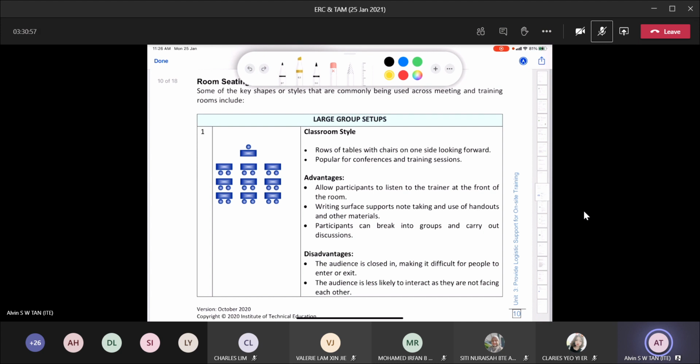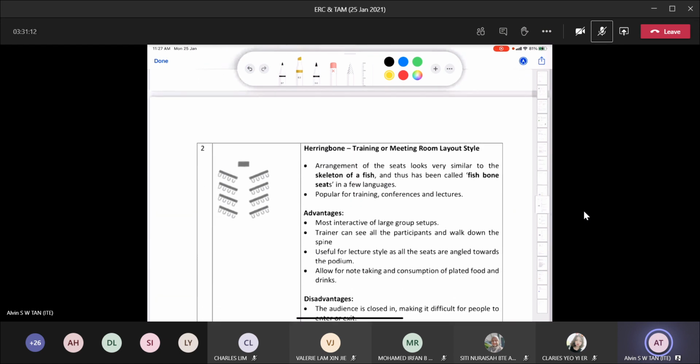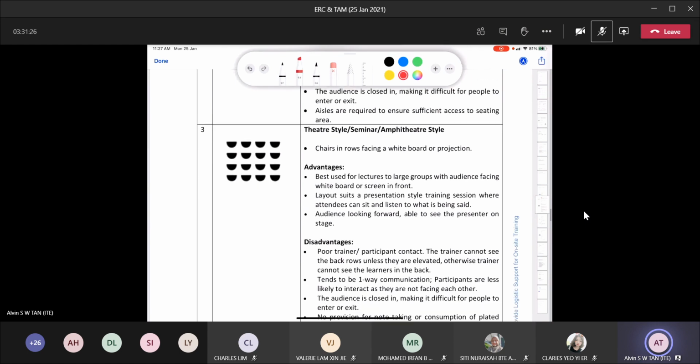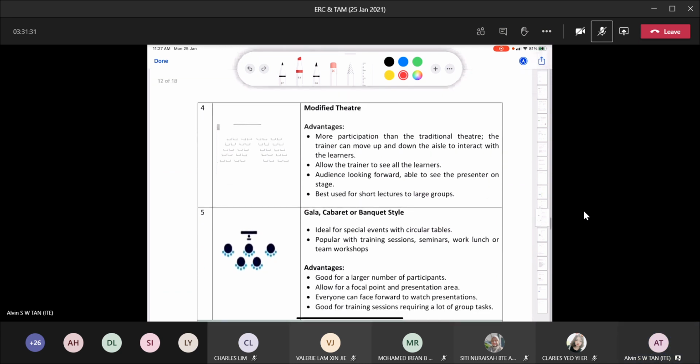Let's look at classroom style. We are all familiar with it. There are advantages and disadvantages. You need to read it and take a look. I want to point out some important ones. Herringbone. Theatre, seminar, amphitheatre, you should know. You read it. This one.